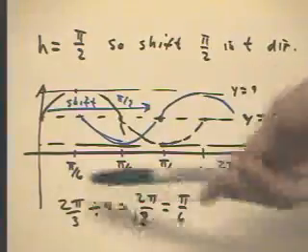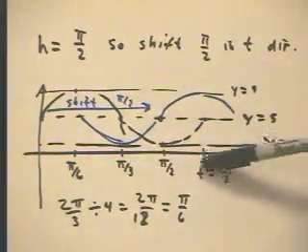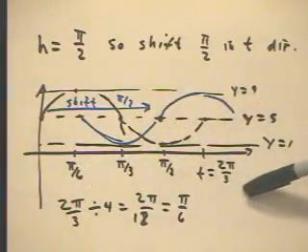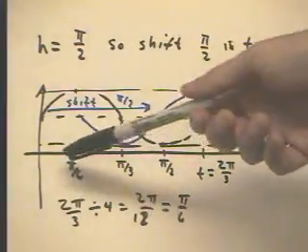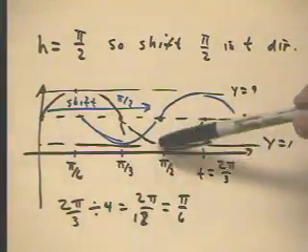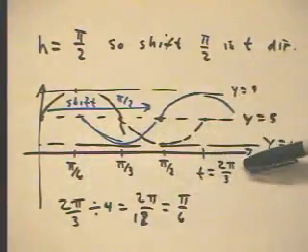Now how big is pi over 2 in this graph? Well, if we break 2 pi over 3 into 4 equal segments, each segment will be 1/4 of 2 pi over 3, which is 2 pi over 12, or pi over 6. So we have pi over 6, pi over 3, pi over 2, 2 pi over 3. Pi over 2 then occurs right here, 3/4 of the way between 0 and 2 pi over 3.